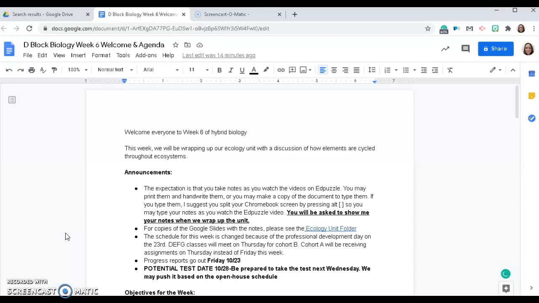This week we're going to be wrapping up our ecology unit with a discussion of how different elements are cycled throughout ecosystems, with particular emphasis on carbon and nitrogen.